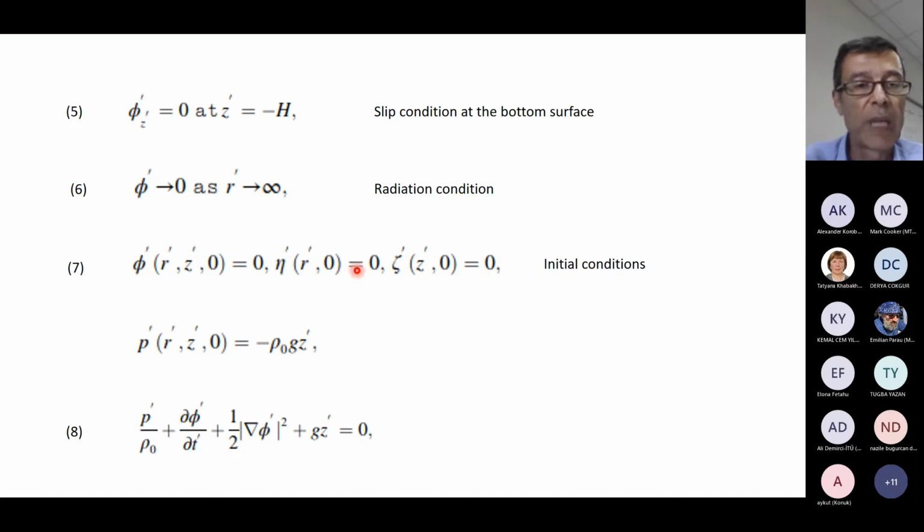Okay. Initial conditions, that means initially the fluid is at rest. And initially the pressure is hydrostatic. And we have the unsteady Bernoulli theorem at number 8.